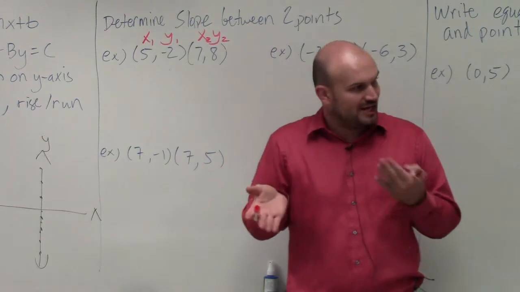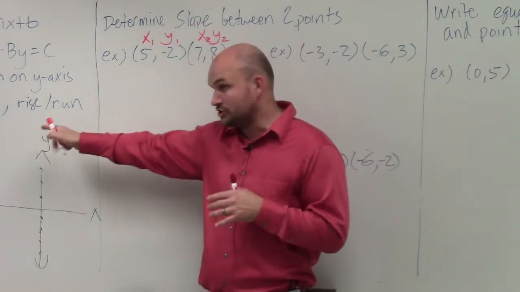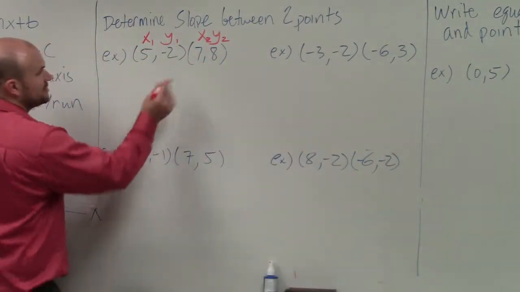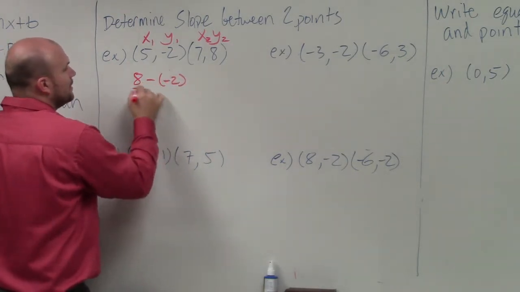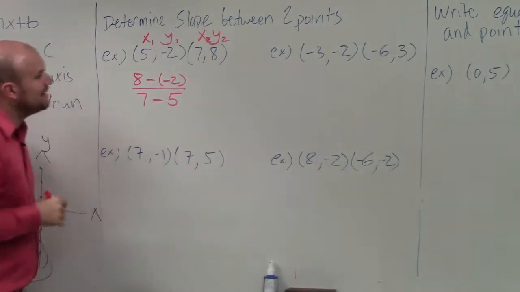So basically, to find the change is to subtract 2 values. So the slope formula tells you the slope is the change in y over the change in x. So basically, what we can just do is do y2 minus y1 over x2 minus x1, which is 7 minus 5.